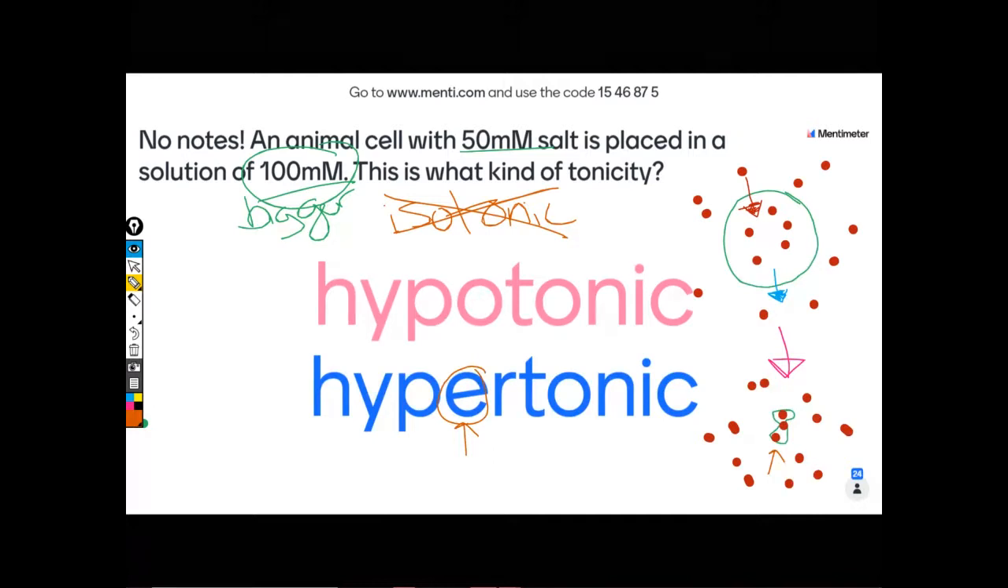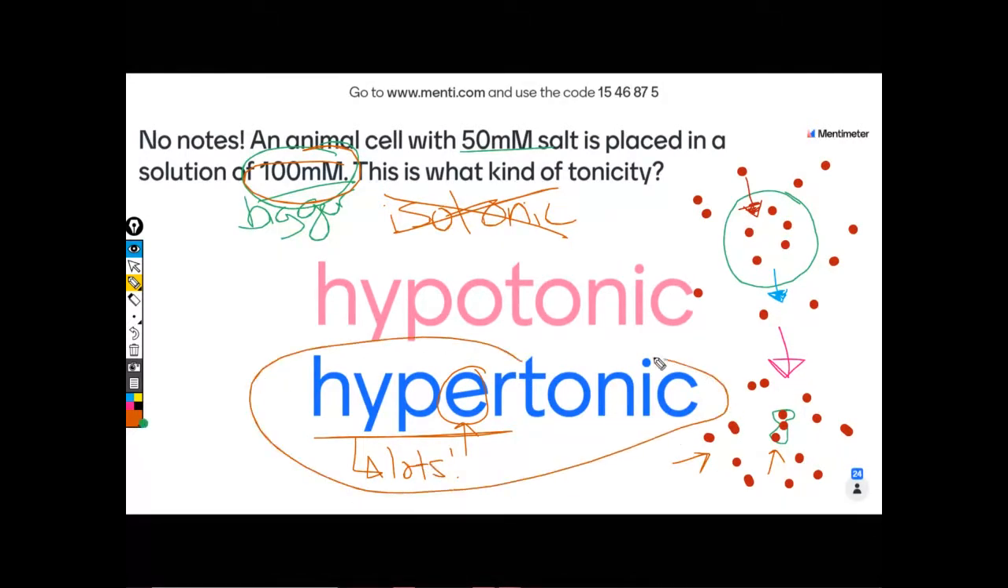The other way I remember this is that these words are describing the outside solution. My outside solution here has lots and lots of salt in it. The word for lots and lots is hyper, like being hyperactive. So the correct choice here is hypertonic. I'd use both of these to choose this. If I took this on a test, the first thing I'd want to do is bring up the whiteboard feature, draw this out, and convince myself that this is the correct choice.